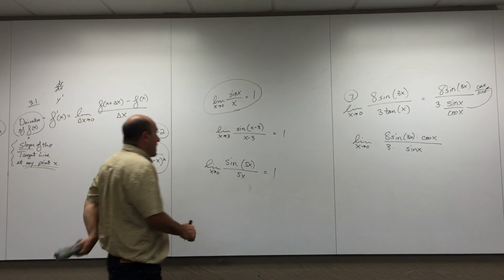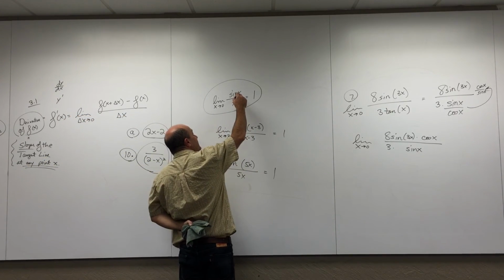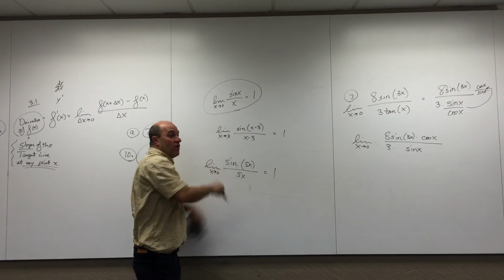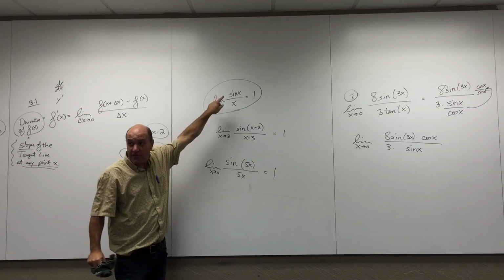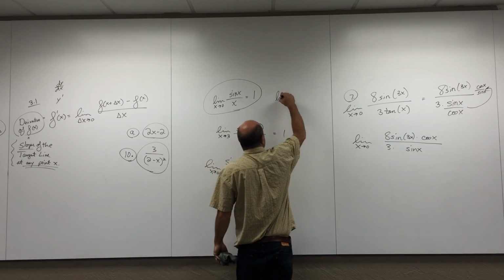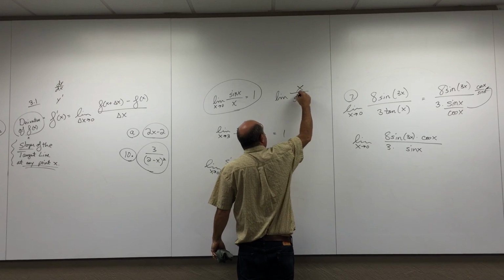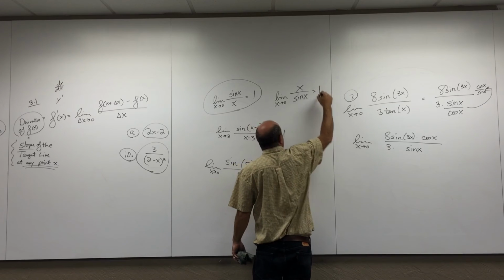And I got another comment quickly. I said this once in class. This thing is a 1. And so it works upside down, by the way. It's a ratio that's approaching 1. So if it's upside down, if you had the limit of x over sine x as x goes to 0, that's also 1.